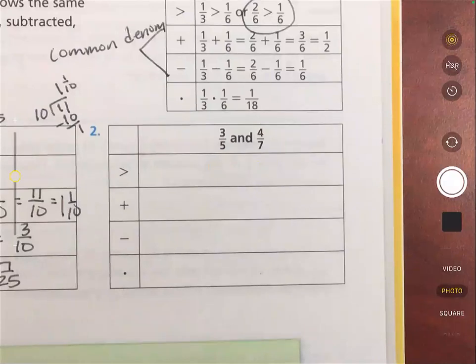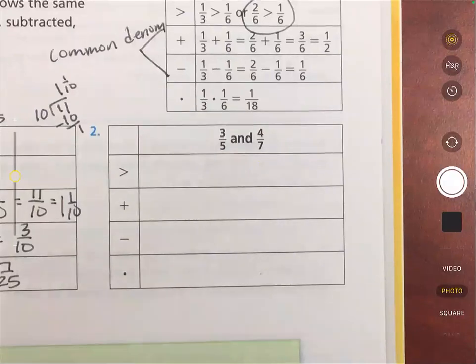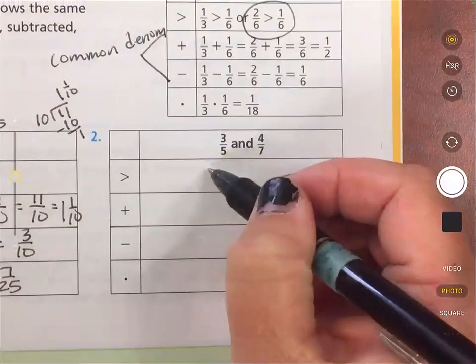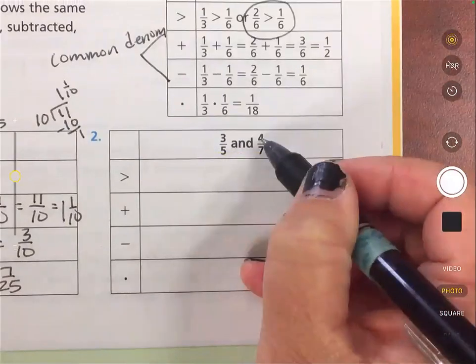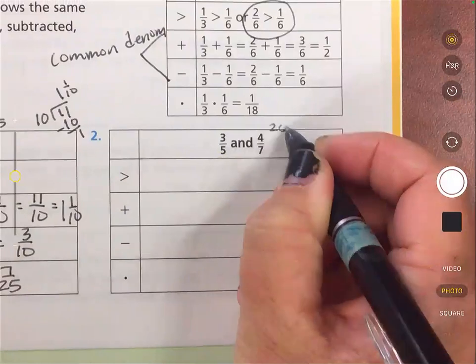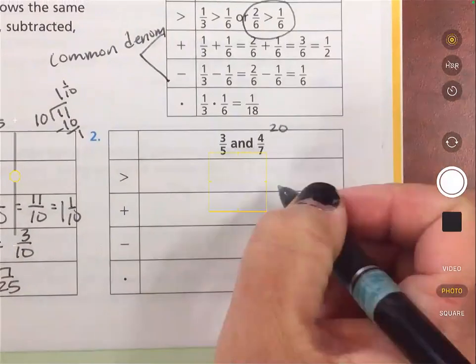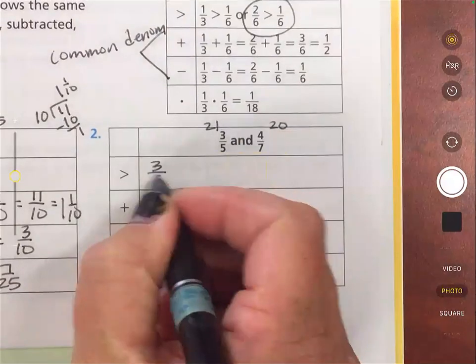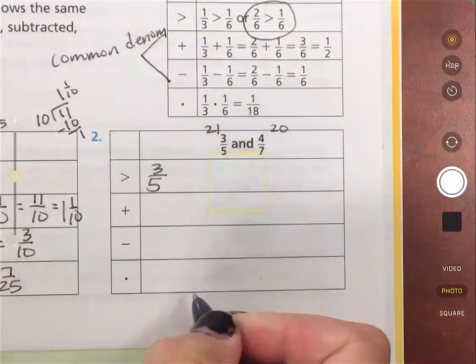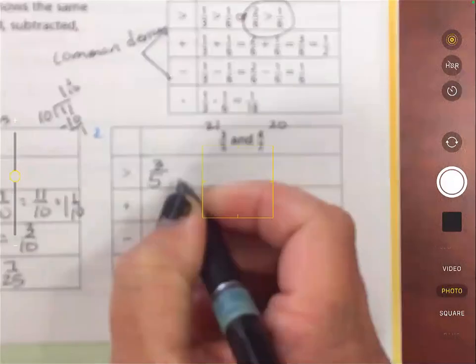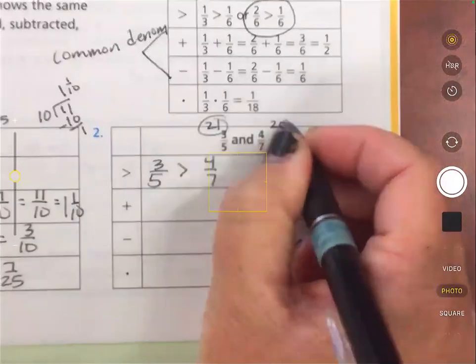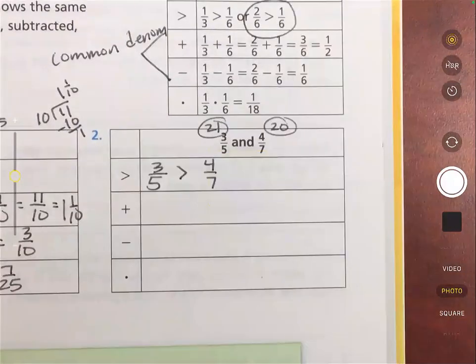Here we go. 3/5 and 4/7. Let's compare them. We're going to do the diagonal to compare. 5 times 4 is? 20. 7 times 3 is? 21. So 3/5 is greater than, less than, or equal? Greater than 4/7. Good, because 21 is greater than 20. So I could compare it just like that.